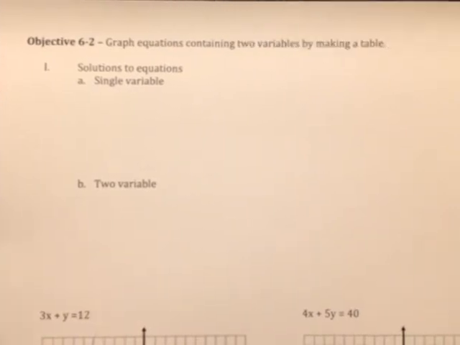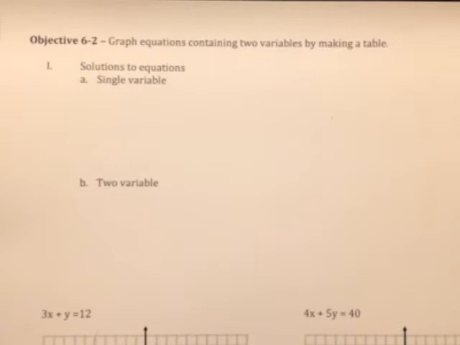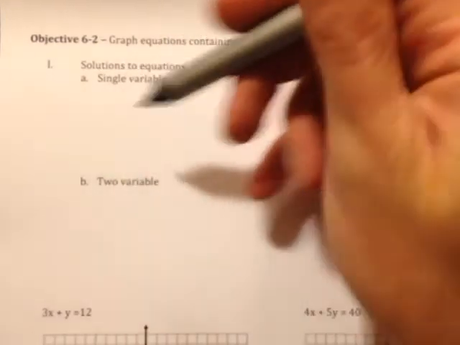Okay, next we're going to take a look at how to graph equations containing two variables by making a table. One thing that I want to point out is how we know certain values are solutions to equations. That's a really important point here, and we're going to see exactly why.